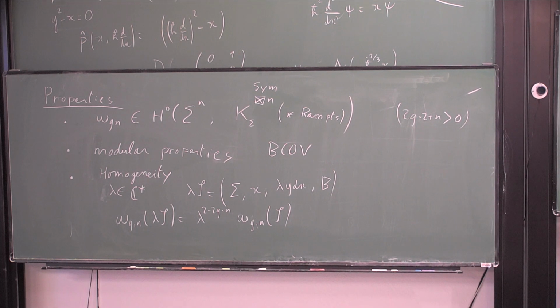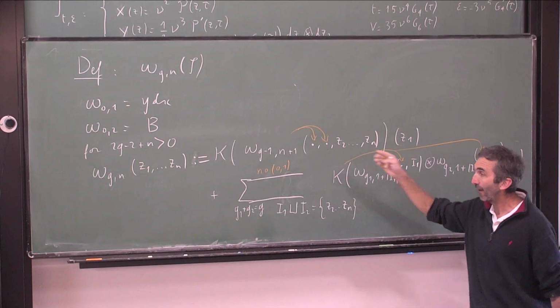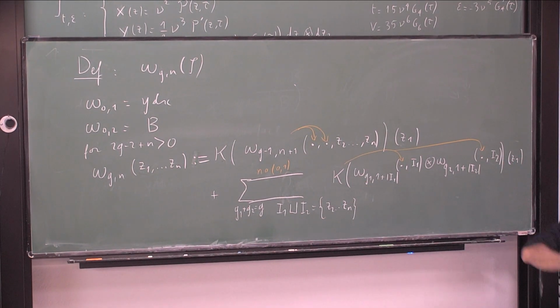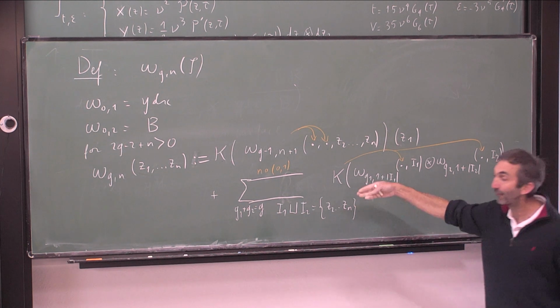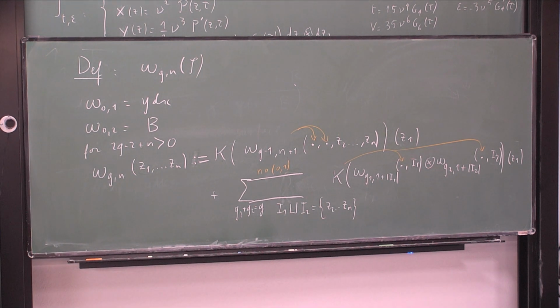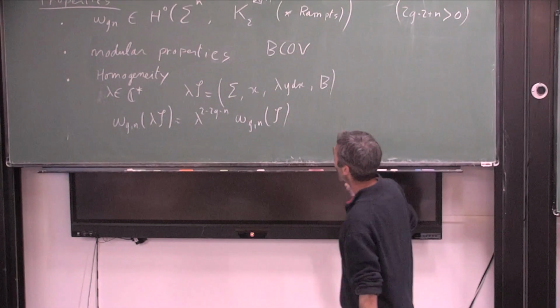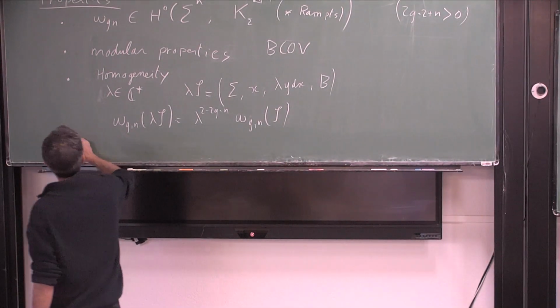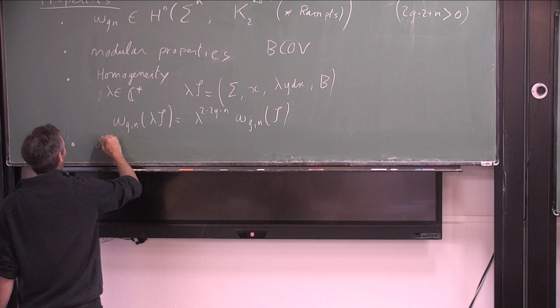And this is almost obvious because if you remember what K was, the ydx was appearing only in the denominator, to the power 1. So if you apply it 2g minus 2 plus n times, you get this power of lambda. This is kind of obvious, but useful. And the next property that I will really need to understand is deformations.